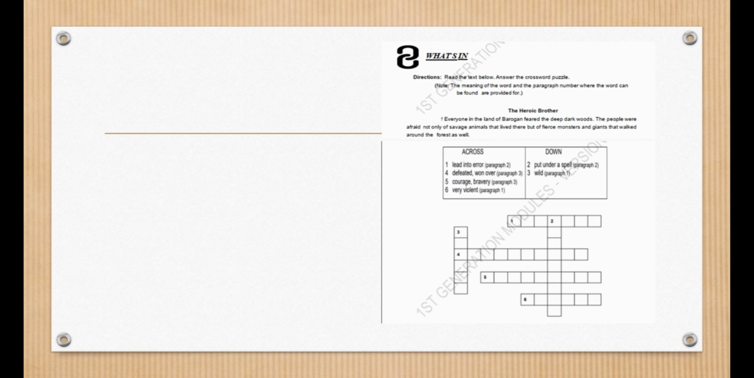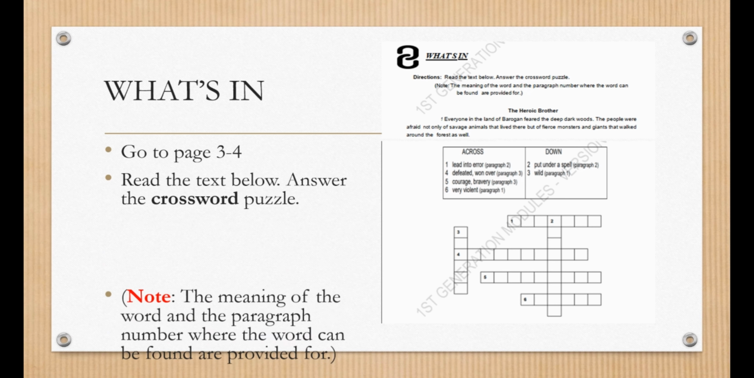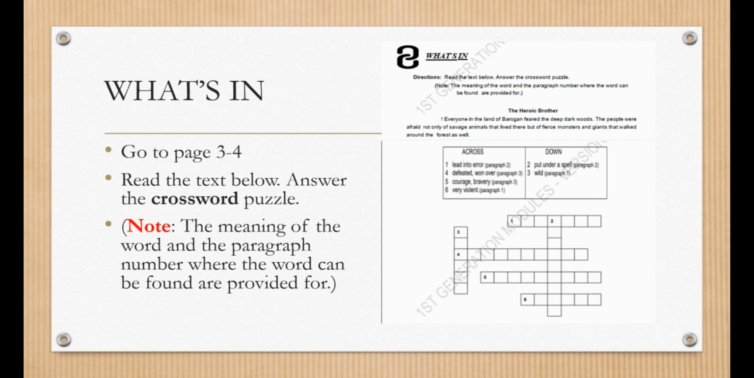Let's have more activities that have something to do with our lesson today. This time, let's answer together what's in page 3 to 4. Read the text below, then answer the crossword puzzle. The meaning of the word and the paragraph number where the word can be found are provided for. Are you ready? Let's go!